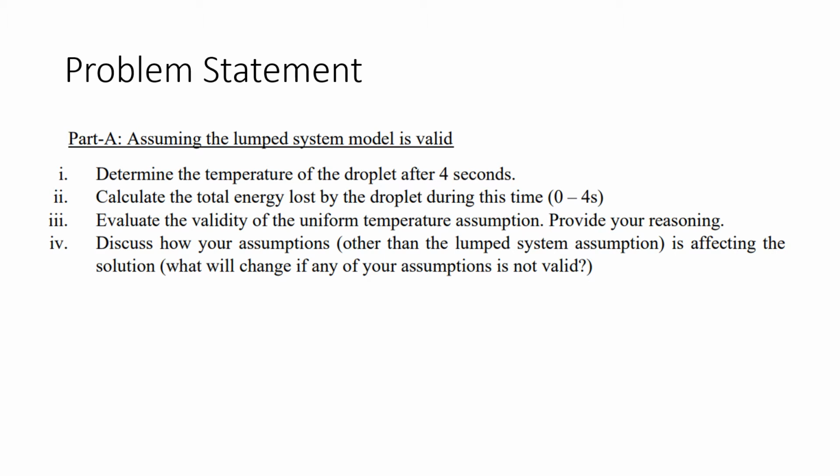So going over the problem statement, in part A, we're going to be assuming a lumped system model is valid. So determine the temperature of the droplet after 4 seconds, calculate the total energy loss of the droplet, evaluate the validity of the uniform temperature assumption, and then discuss your assumptions and how they're affecting your solution. So tackling this first part, they give us some additional information that time is 4 seconds, and we'll also be assuming a lumped system. So now we'll just go over some assumptions.